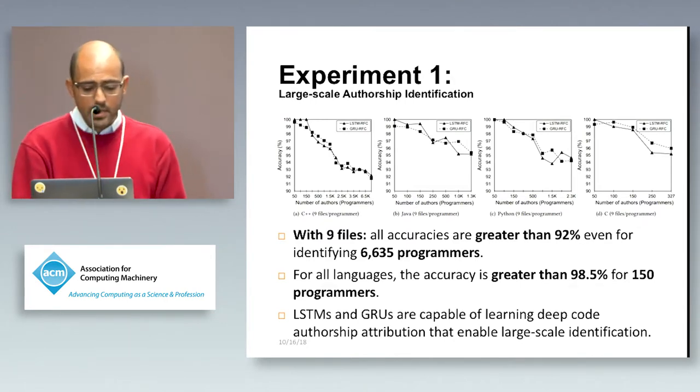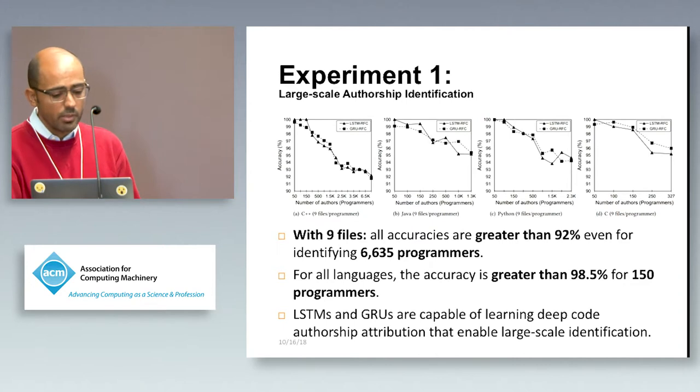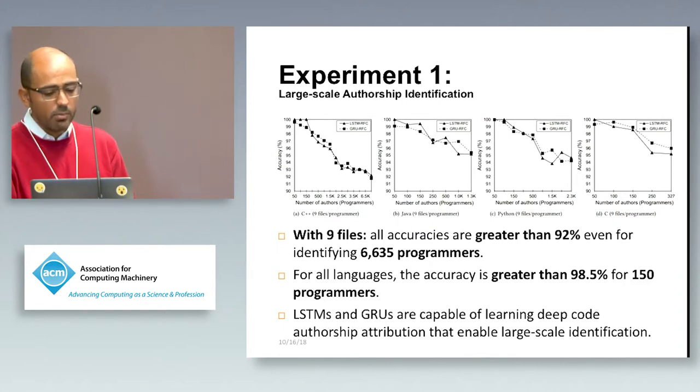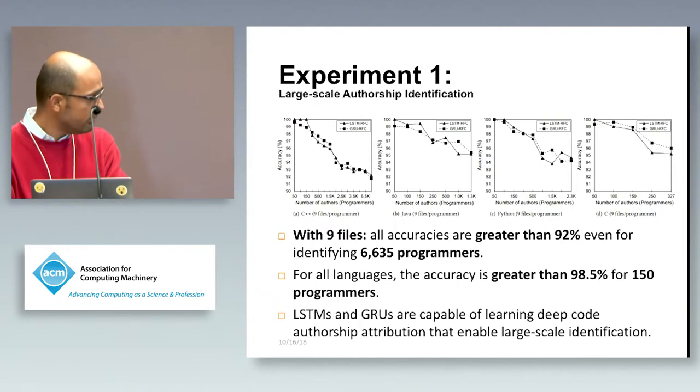We also noticed that LSTM and GRU are capable of learning deep code authorship attributes that enable such large-scale identification. If you're not convinced by the earlier presentation of the features, this experiment should be enough convincing material.